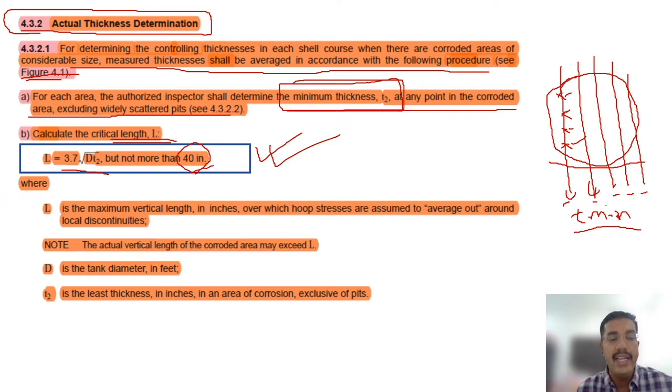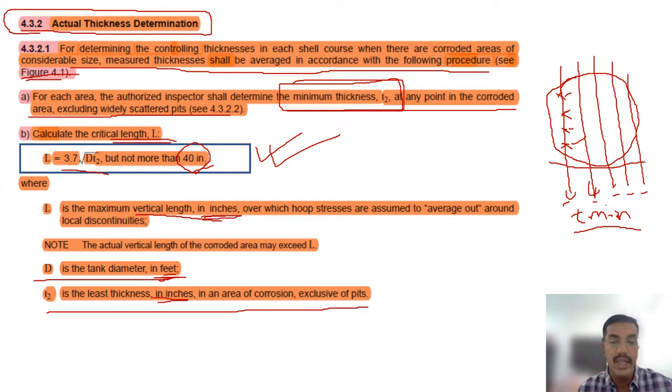L is the maximum vertical length in inch. In inch, this is important, don't confuse it, because there is feet also. D you have to take in feet, T2 you have to take in inch, and L you will get in inch. If you mix units, the formula will be wrong. So, L is the maximum vertical length in inch over which hoop stresses are assumed to average out around local discontinuities. D is the tank diameter in feet, and T2 is the least thickness in inch in an area of corrosion, excluding pits.